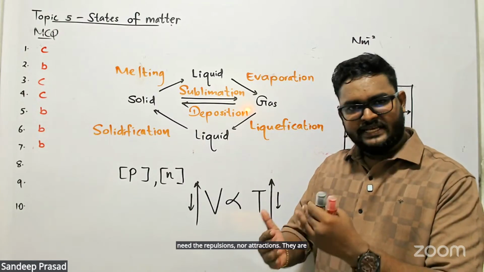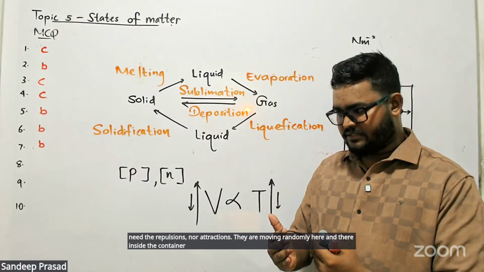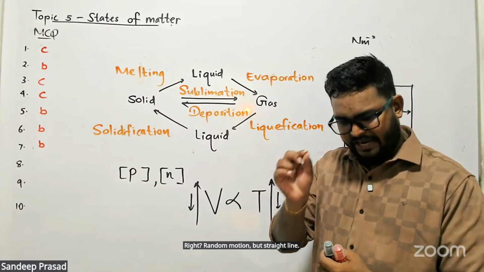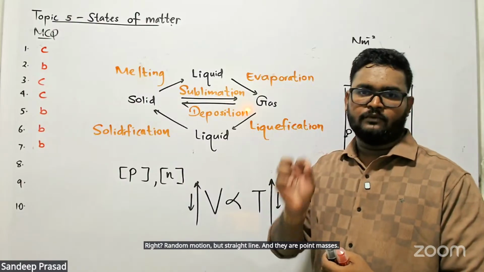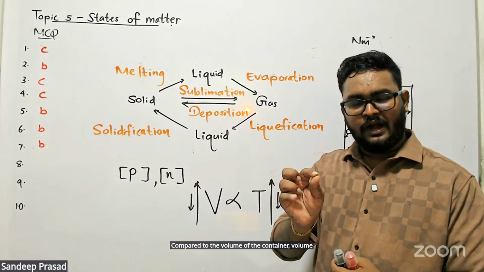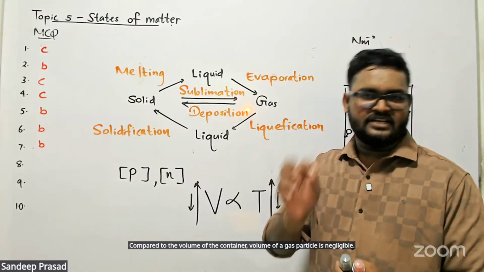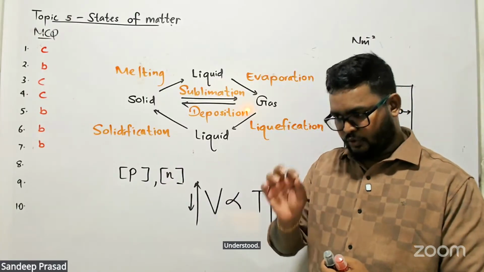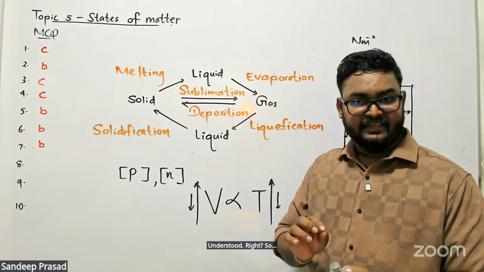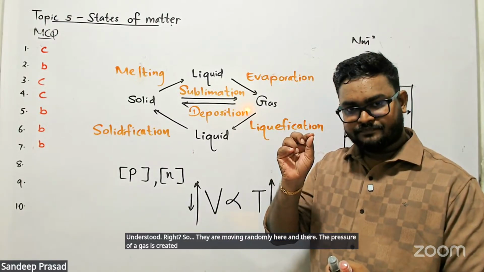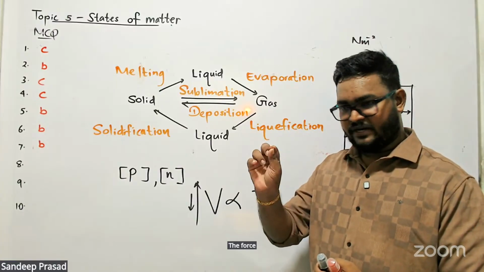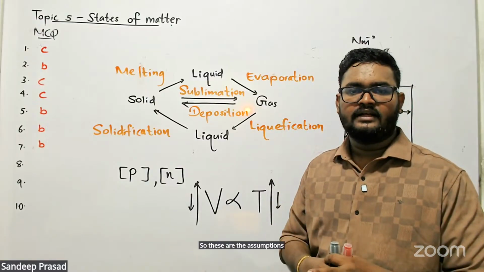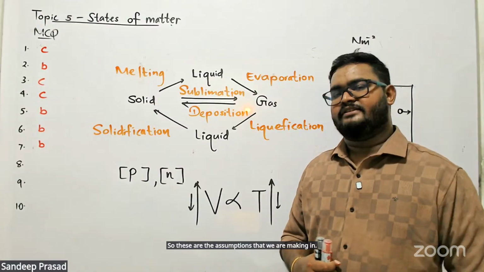They are moving randomly here and there inside the container, in a straight line. Random motion, but straight line. And they are point masses. Compared to the volume of the container, the volume of a gas particle is negligible. That's why we consider gases as point masses. Understood? The pressure of a gas is created by the force exerted by a gas particle when it strikes the wall of the container. So these are the assumptions that we are making in molecular kinetic theory.